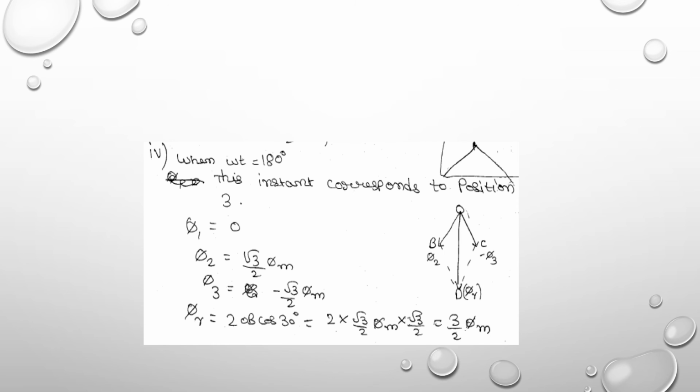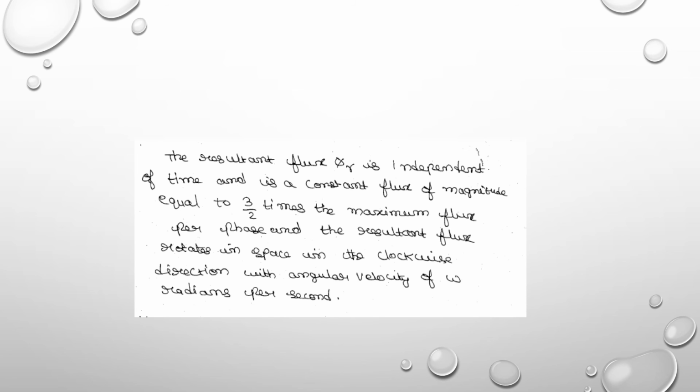Now coming to omega t equal to 120 degrees, you can see the value of resultant phi r is 3 by 2 phi m. Again when omega t is 180 degrees, phi 1 is 0, phi 2 is root 3 by 2 phi m, phi 3 is minus root 3 by 2 phi m and resultant phasor is 3 by 2 phi m. So from this, the resultant flux phi r is independent of time and is a constant flux of magnitude which is equal to 3 by 2 times the maximum flux per phase.